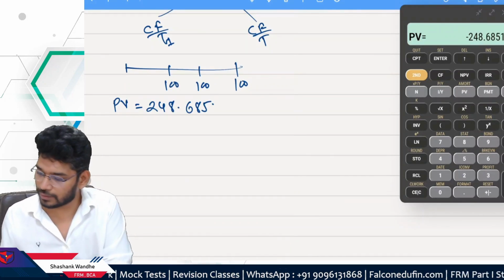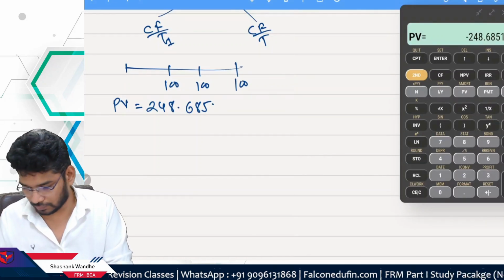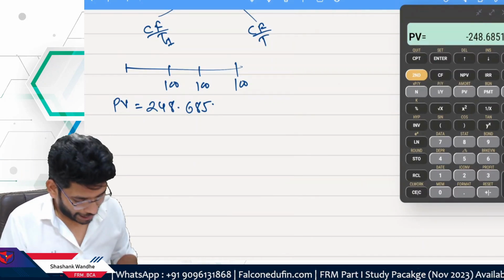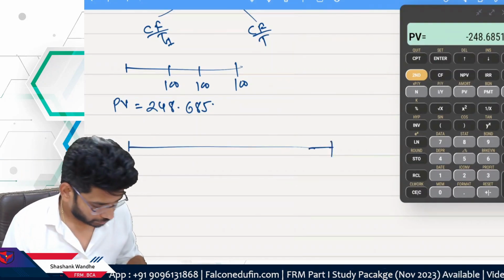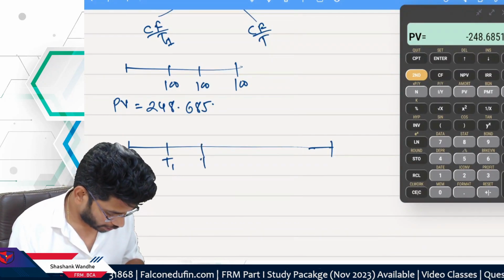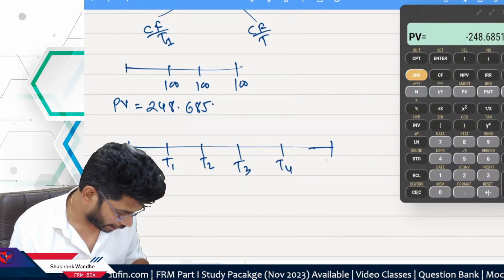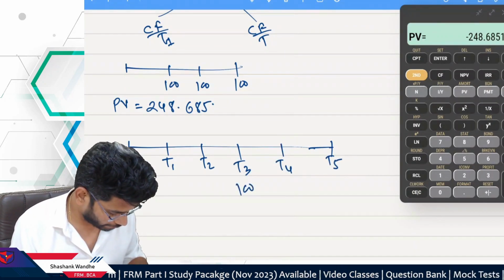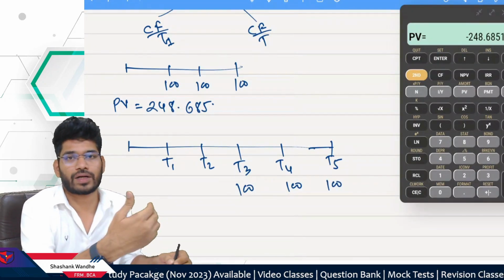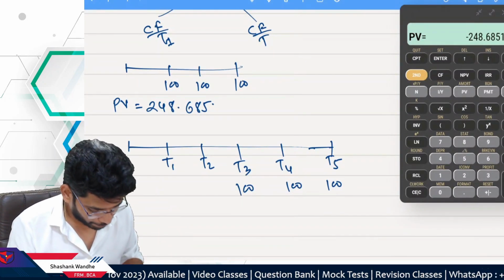Then the next is cash flow starting from later than T1. Okay, so this is your T1, this is your T2. Let's assume the cash flow is starting from T3, then T4 and then T5. So here we have 100, 100 and 100. And this is your investment plan which provides you the cash flow at the end of third year. And then you have to calculate the present value.